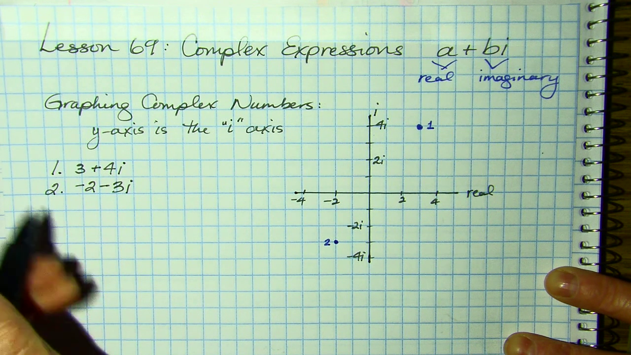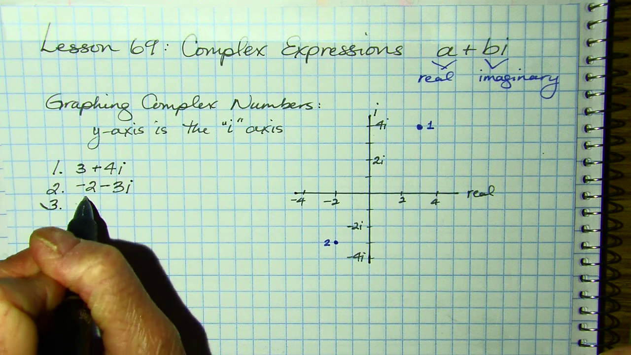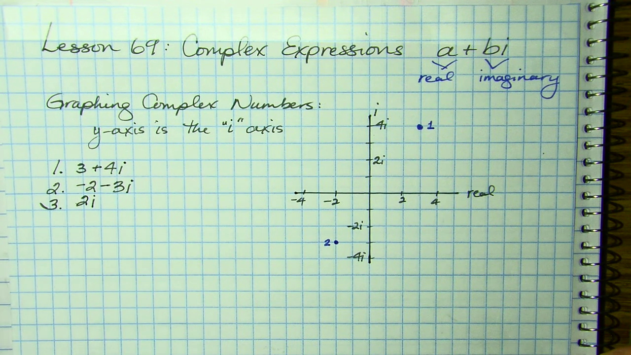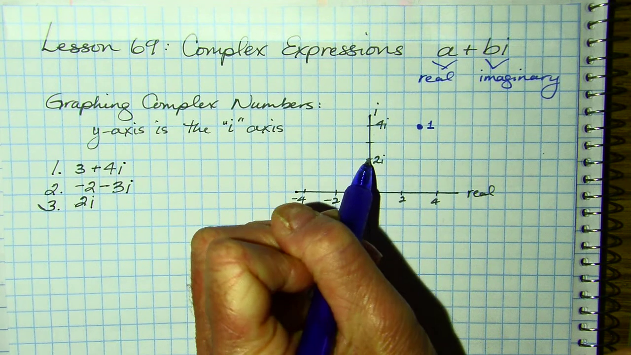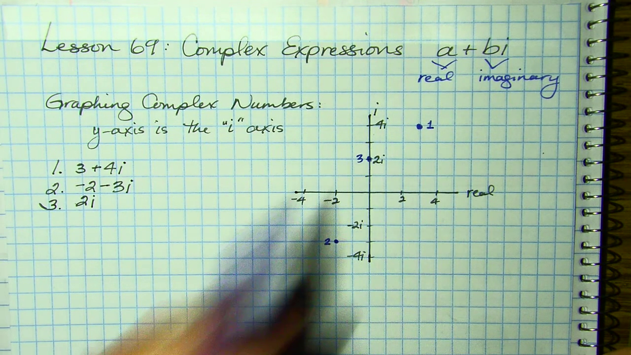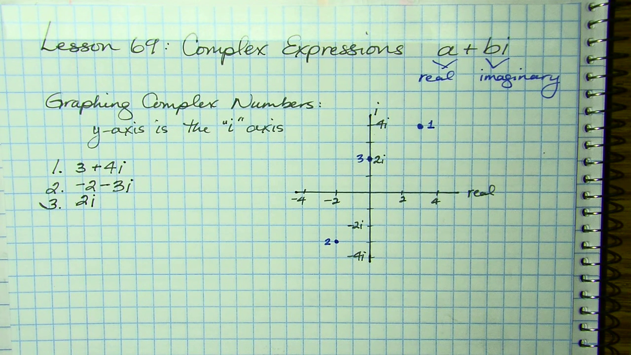We'll do one more. We'll do 2i. So notice here, I don't have a real part. So I'm going to start at the origin, but I have a +2i. And so there is number 3. So I hope that helps. It's pretty simple. And that's it for graphing complex numbers. I did it on the same axes so that we don't have to keep drawing it.